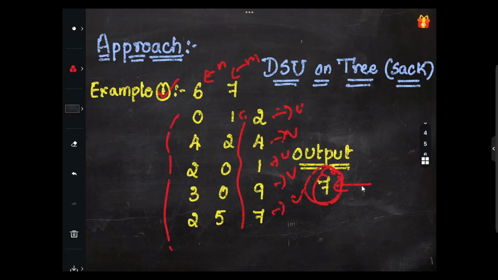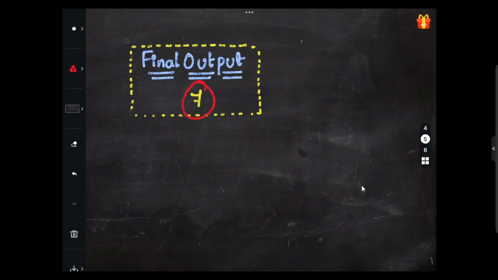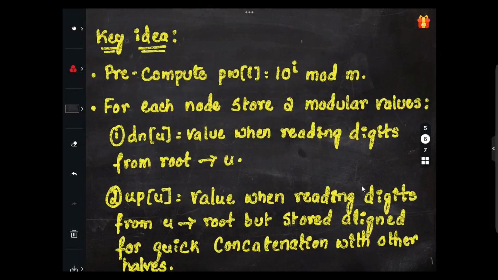As we are completely familiar with the approach, let's discuss the key idea as well, before moving into the complexities part. So how we will be writing the code basically, right? The first step here would be, just listen to this. While writing the code, you'll understand what we'll be doing. First, we'll be pre-computing PW of i, that is equivalent to 10 to the power of i mod m, right?